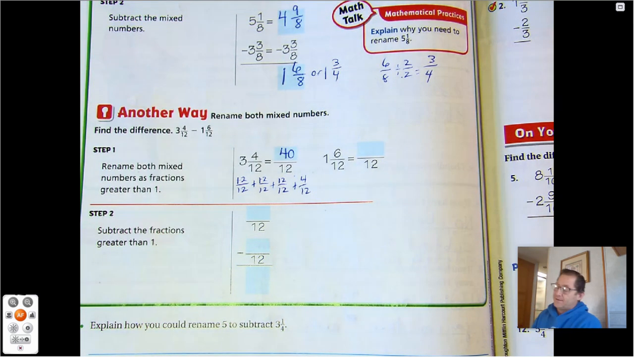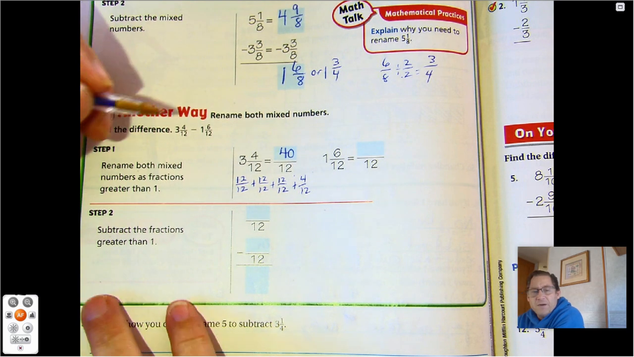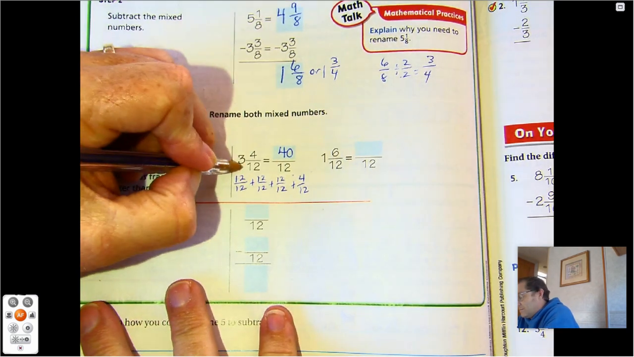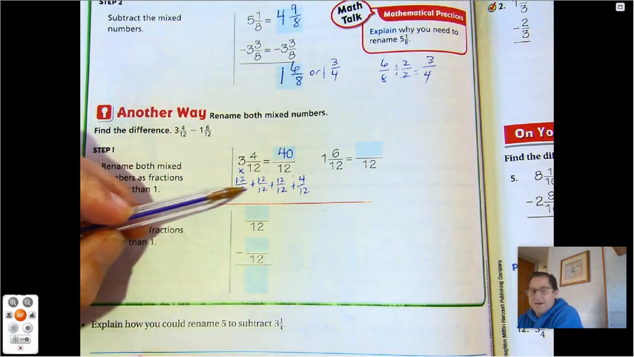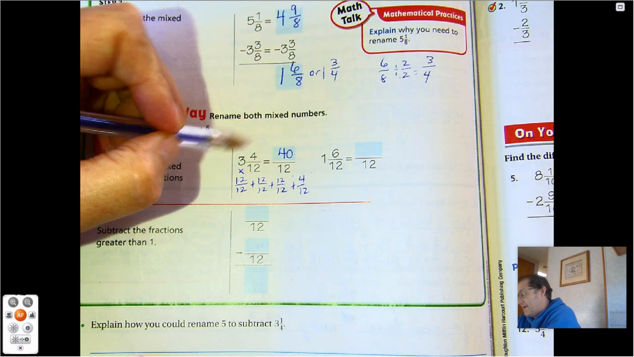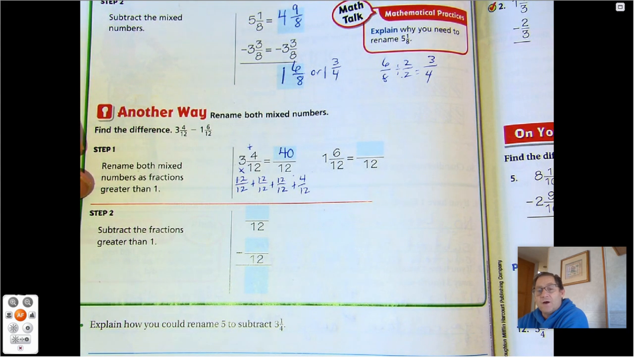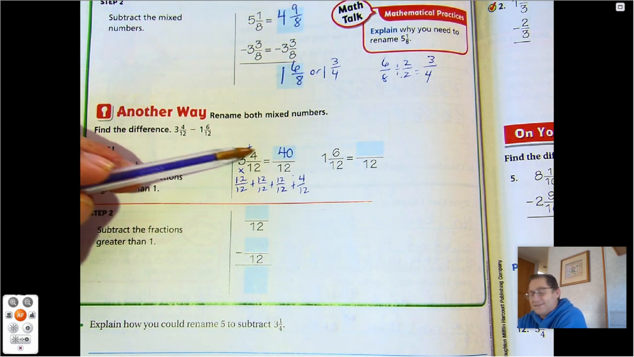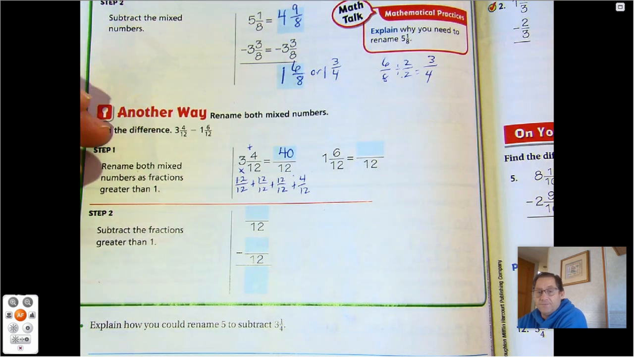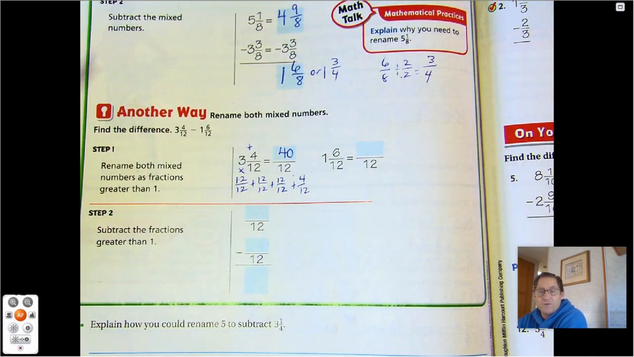40/12. Now, somebody might come along and say, well, all you have to do is do the denominator times the whole number and add the numerator. Well, that's true. That's what we just did. Okay, so I don't want you just doing things without understanding why you're doing them. Why does 12 times 3 work?